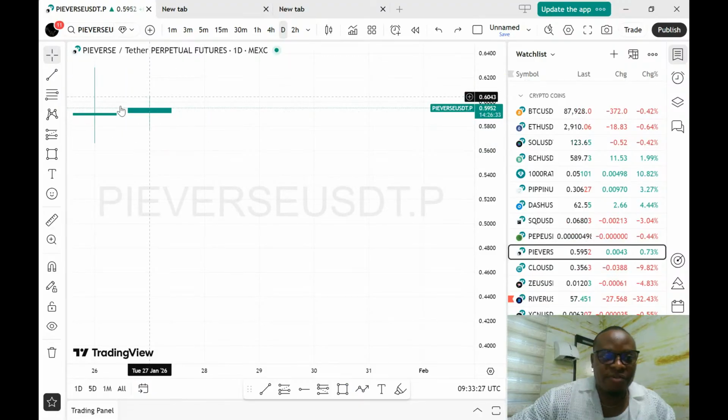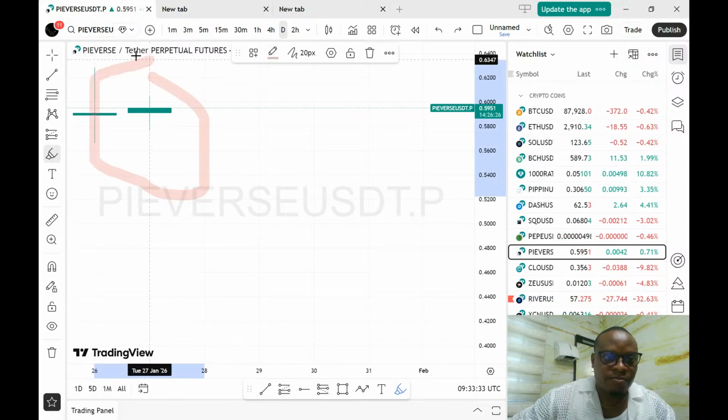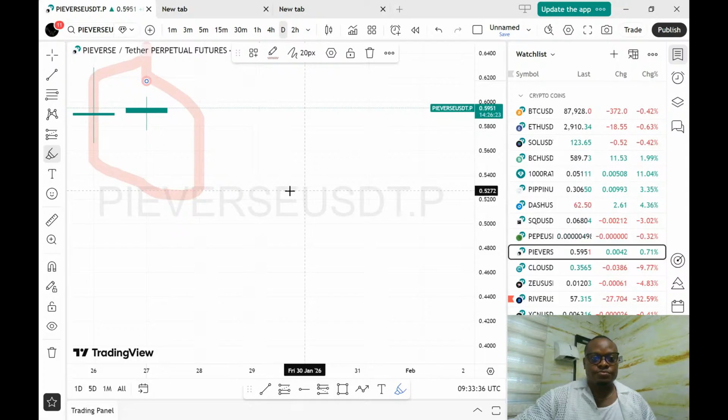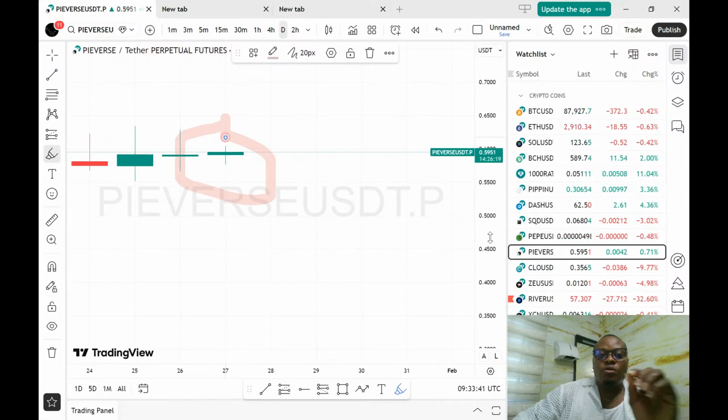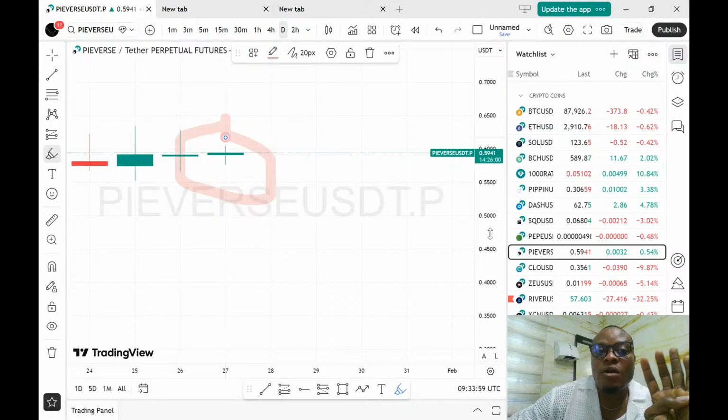Now you see this green candlestick. Let me just mark it. Now this candlestick is telling you that this is a candlestick that's been formed on a 1 day time frame. If I reduce this candlestick to a 4 hours candlestick, how many candlesticks are you going to see? You'll see 4 candlesticks.